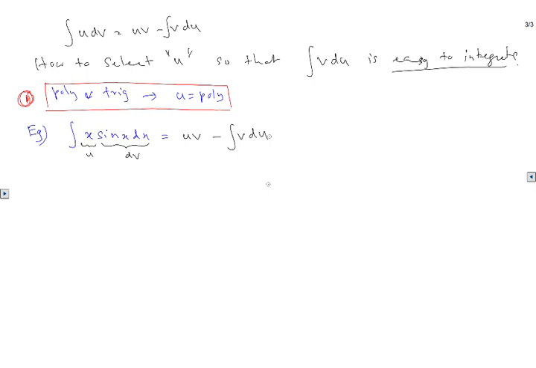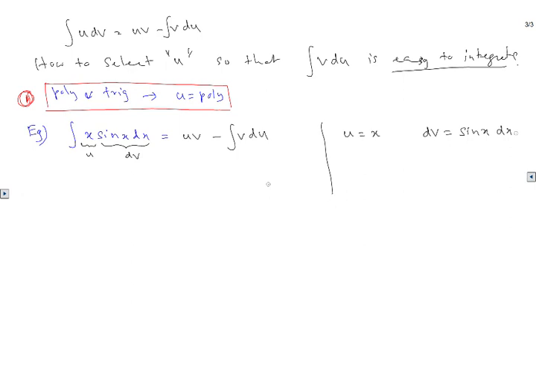So there are four things here. What are the four things? u, dv, v, and du. What we're trying to do is find them. We're going to start with u. So u equals x, and dv is the rest of the integral, that is sine x dx. That's the starting point.